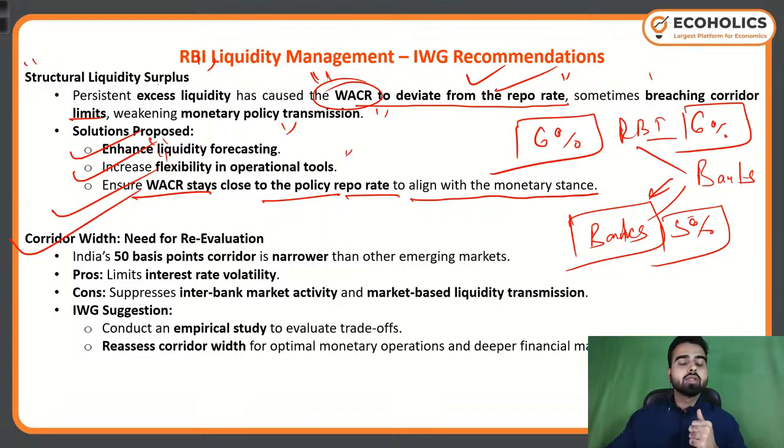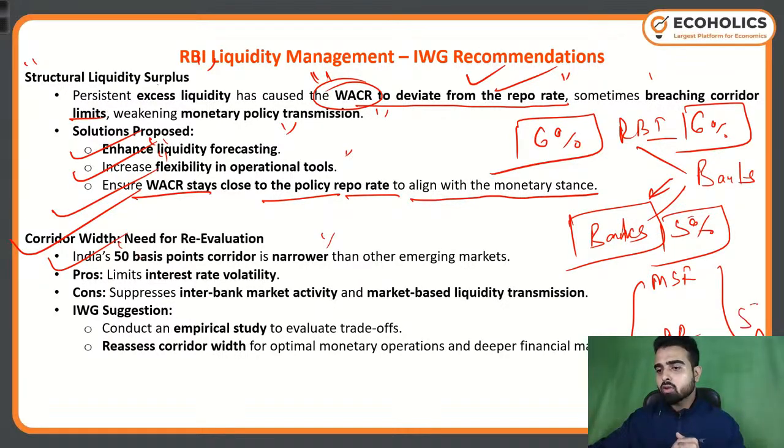Then we have the corridor width. We know what the corridor width is. Repo rate is in between. The higher ceiling is MSF and the lower ceiling is SDF. In between, the repo rate is there, and this is the entire corridor width that we have at this point of time. Now, if you see, India's 50 basis point corridor is narrower. We have the repo rate, then the MSF, and then the SDF.